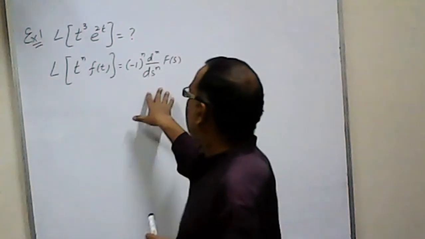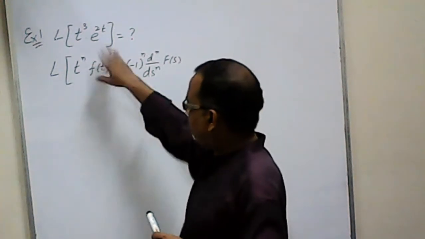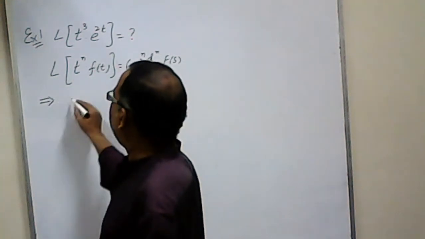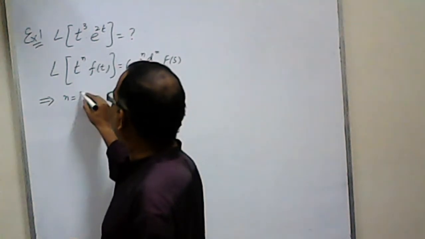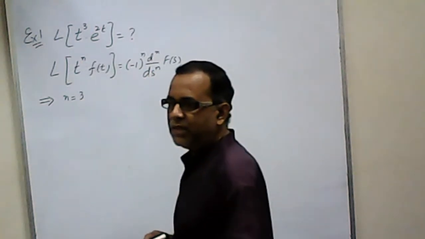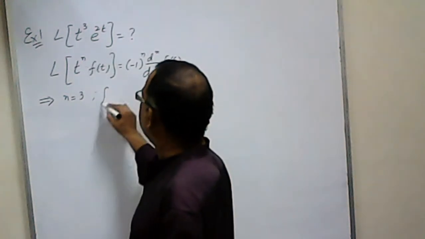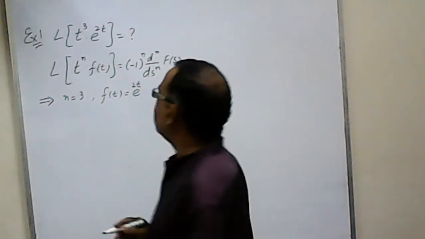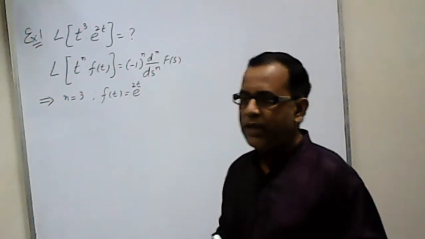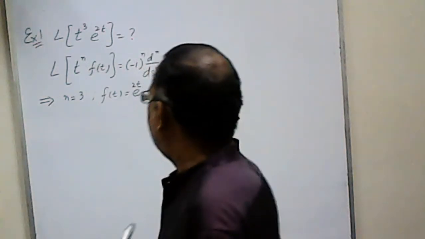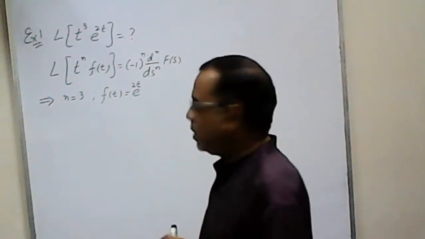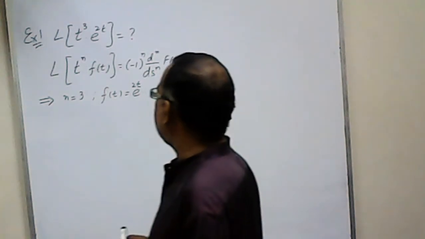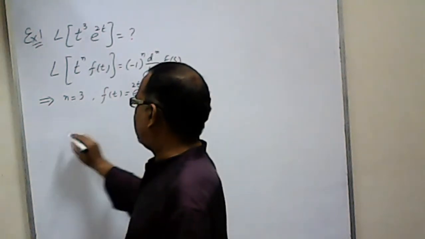So in this formula, on the left hand side, if you compare these, it will give you two values. One, the value of n, which is equal to 3 in this case, and the second one, the function of t, which in this case is e power 2t. So we need only two values: one is n and the other is the function of t. So now for the application of the formula, we need to find the Laplace of this function of t.